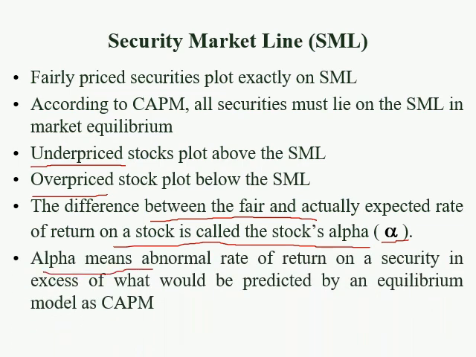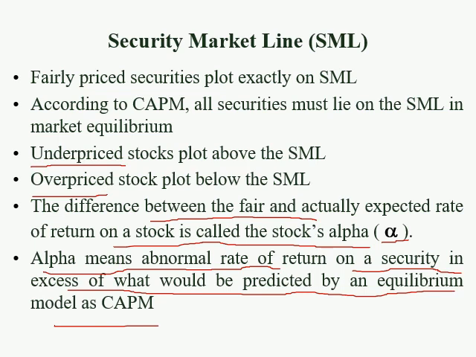Alpha means, what is the meaning of alpha? Alpha means abnormal rate of return. Abnormal rate of return is the difference between a fair expected return and actual expected return. That is the abnormal rate of return on a security in excess of what would be predicted by an equilibrium model such as CAPM, and we will see that in the next example.